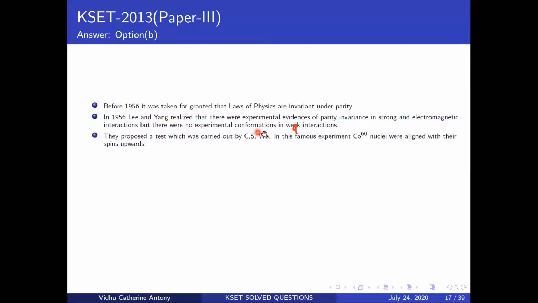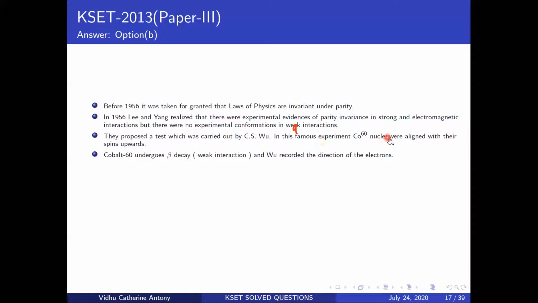So they proposed a test which was done by C.S. Wu. It's sad that this lady never got the Nobel Prize. Lee and Yang ended up getting the Nobel Prize, but she got another prize eventually. So now basically they did this.